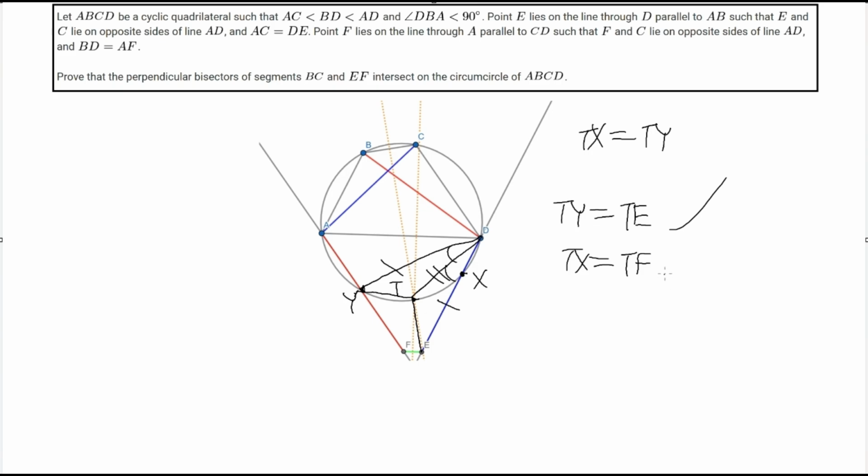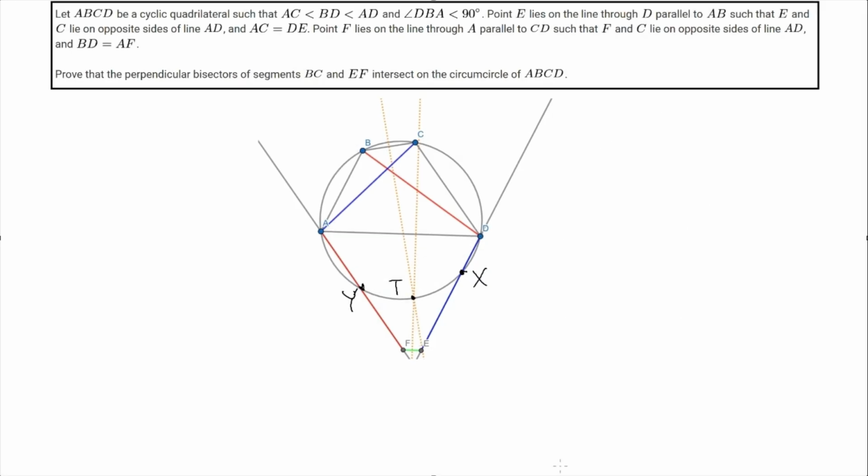And that means that this is true as well by symmetry, because we can just apply the same argument with ATF and ATX. So therefore, combining all of these means that TE equals TY equals TX equals TF. And therefore, TE equals TF, and thus the perpendicular bisector of EF passes through point T. And since point T lies on the circumcircle of ABCD, and also the perpendicular bisector of BC, this implies that the perpendicular bisectors of BC and EF meet at a point T on the circumcircle of ABCD. And we are done.